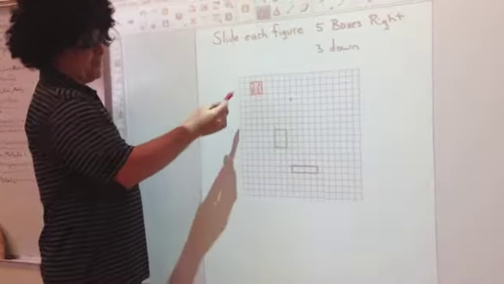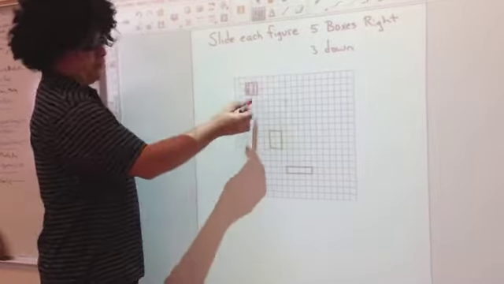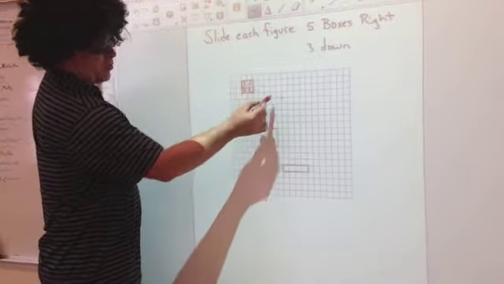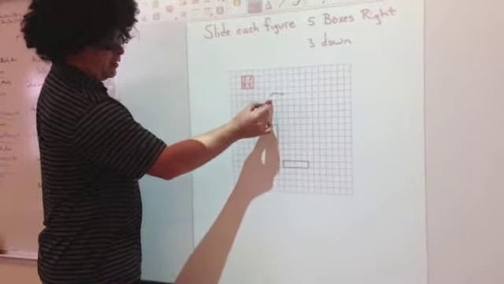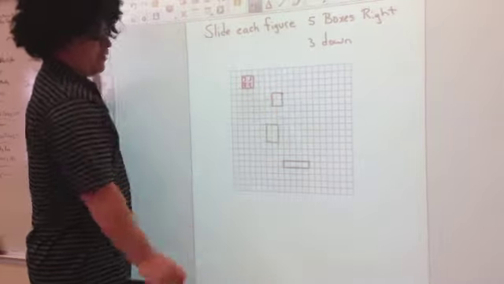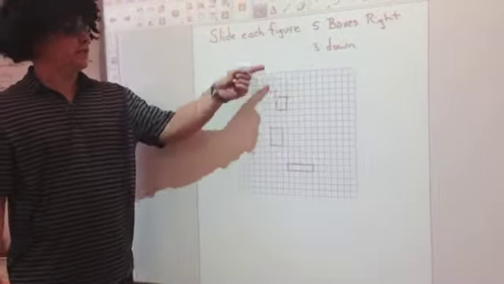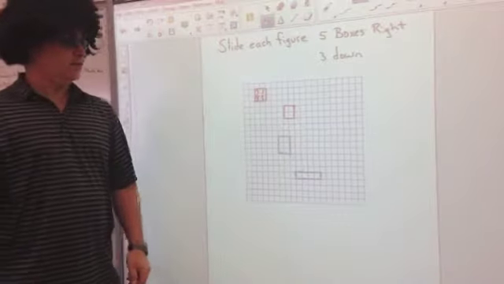So I can do one of 2 things. I can actually move all of these, or if I know that this box is too wide, I can now just draw my new box in right there. And I've actually slid that box 5 to the right and 3 down.